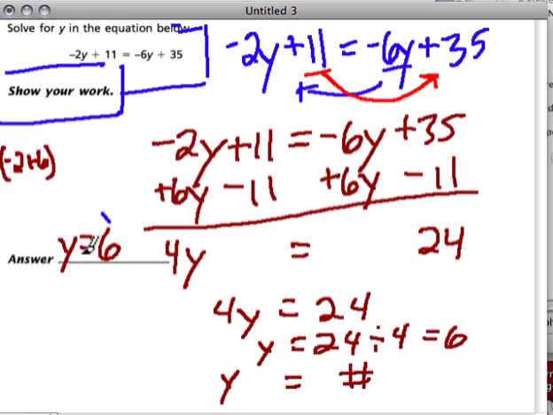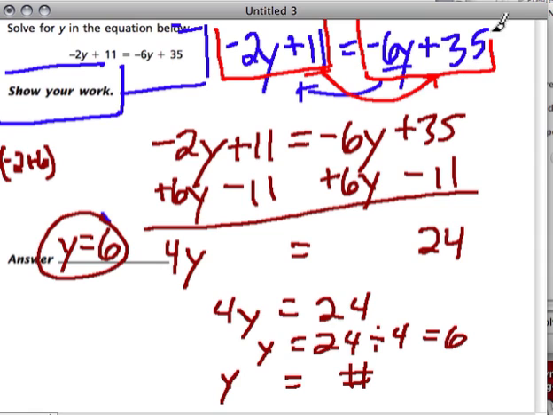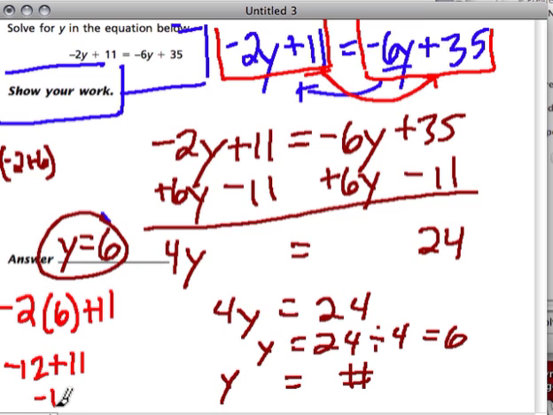y equals 6. And what I'll show you is that you can take this value of y, plug it into the equation to make sure it's correct. On a problem like this, especially since we're new to algebra, you want to plug it in and make sure both expressions get the same number. So let's try negative 2 times 6 plus 11, that's this side. Negative 2 times 6, that's negative 12, plus 11 is negative 1.